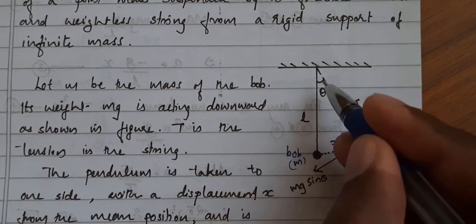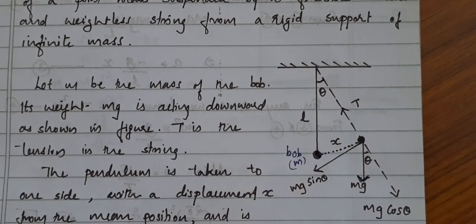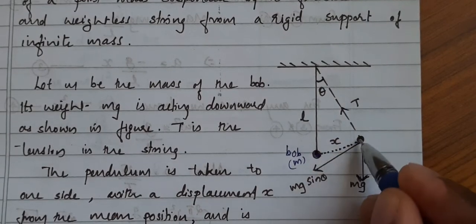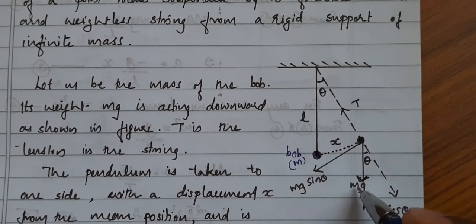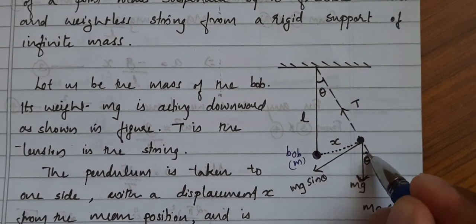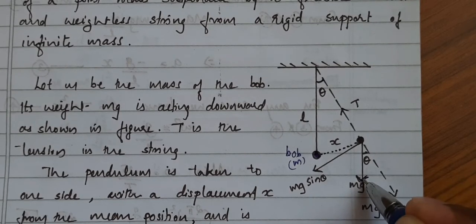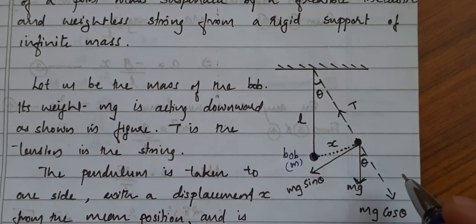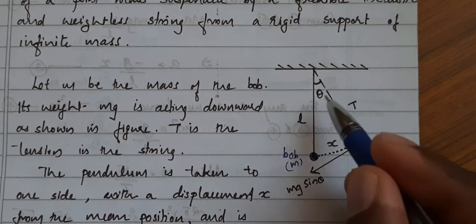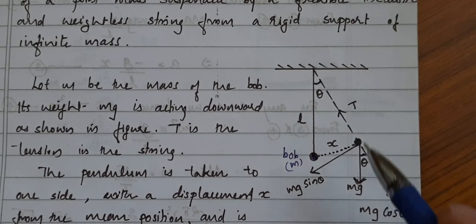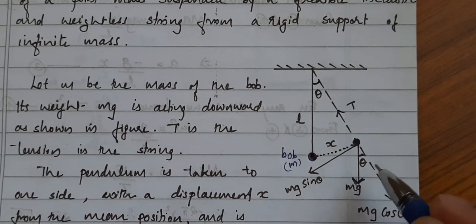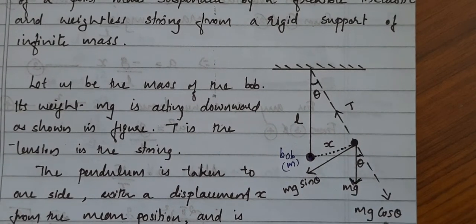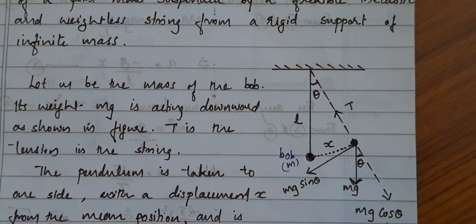Now, as it oscillates, it makes an angle here, theta, with the mean position. So if this is theta and this is the displacement x, weight mg is acting downward. I can split this weight mg into two mutually perpendicular directions, one in this direction and one in this direction. So here this angle will also be theta. So in terms of this theta, I can split the weight mg into two components. One is mg cos theta downward, and mg sin theta in this horizontal direction.